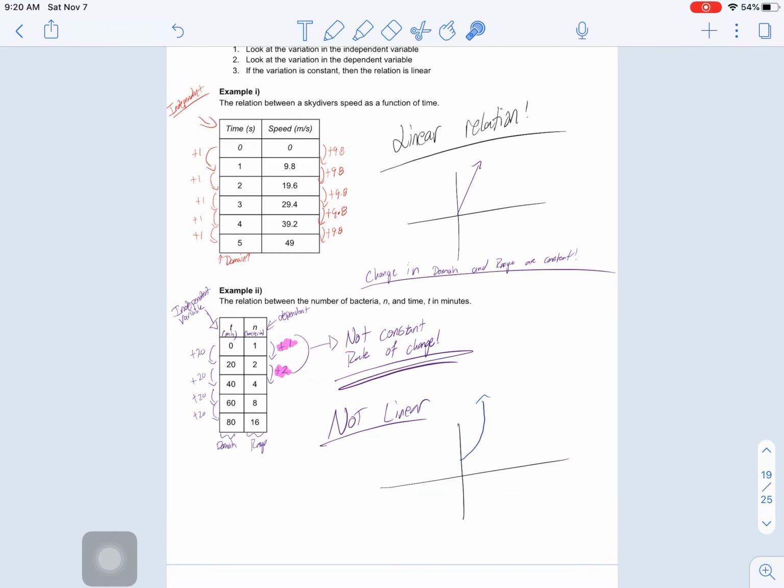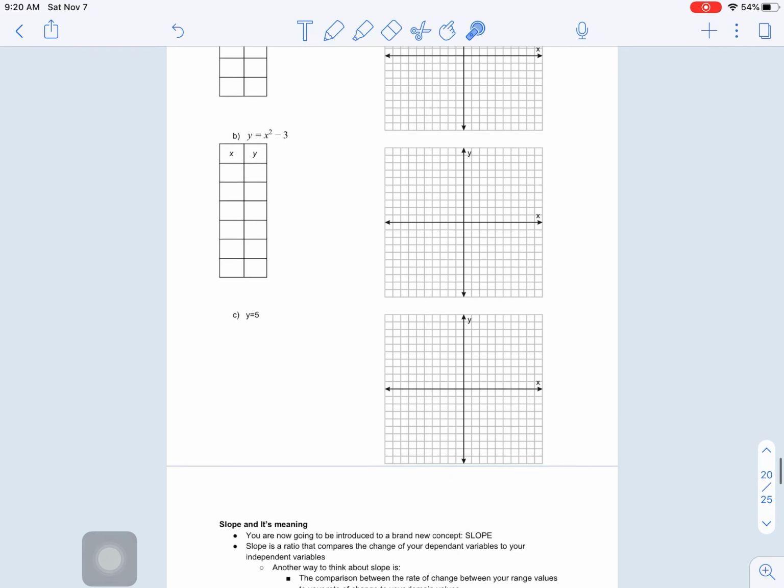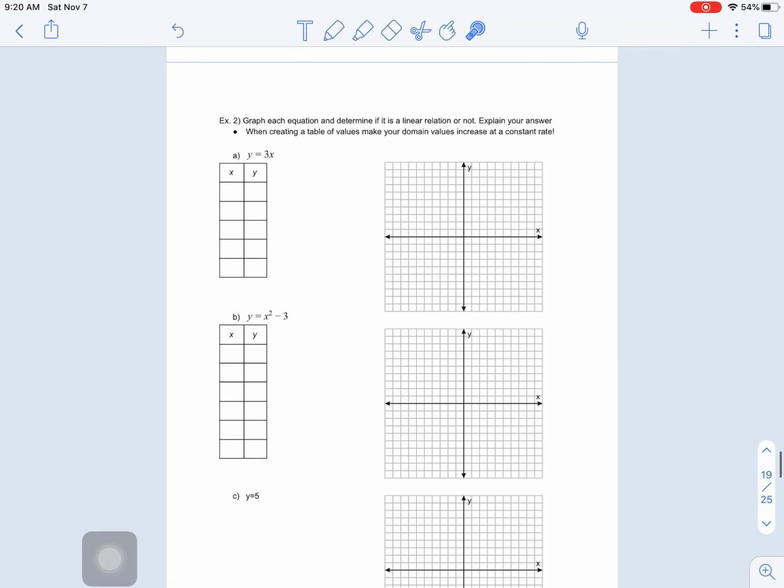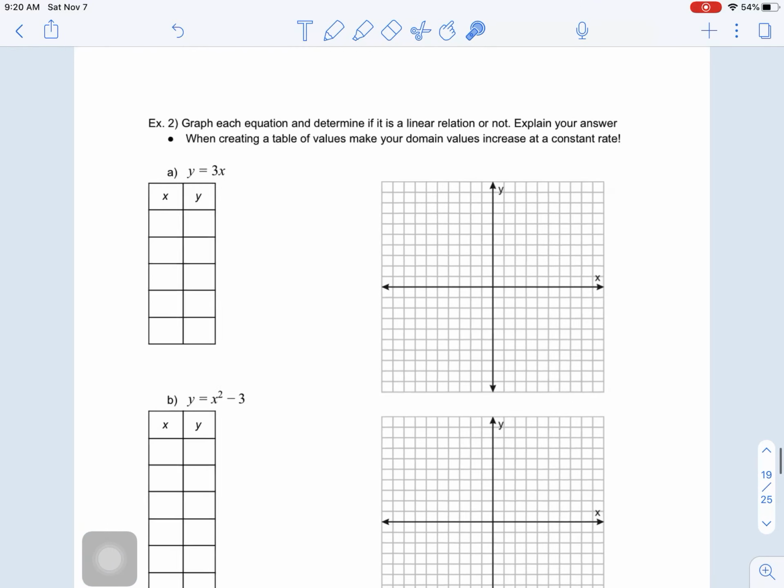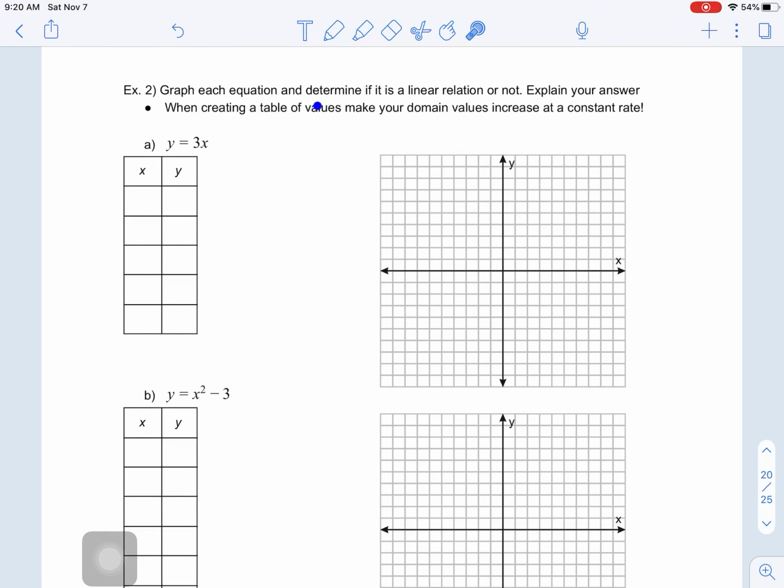Okay. So now we've learned how to tell if something's a linear relation. We can go forward and we can even now plot things. So if we know how to graph each equation and determine if it's linear or not, we can explain our answer. If we plot these points, we should be able to see if our graph is straight or not. So in creating a table of values, make your domain values increase at a constant rate. That's a really important hint.